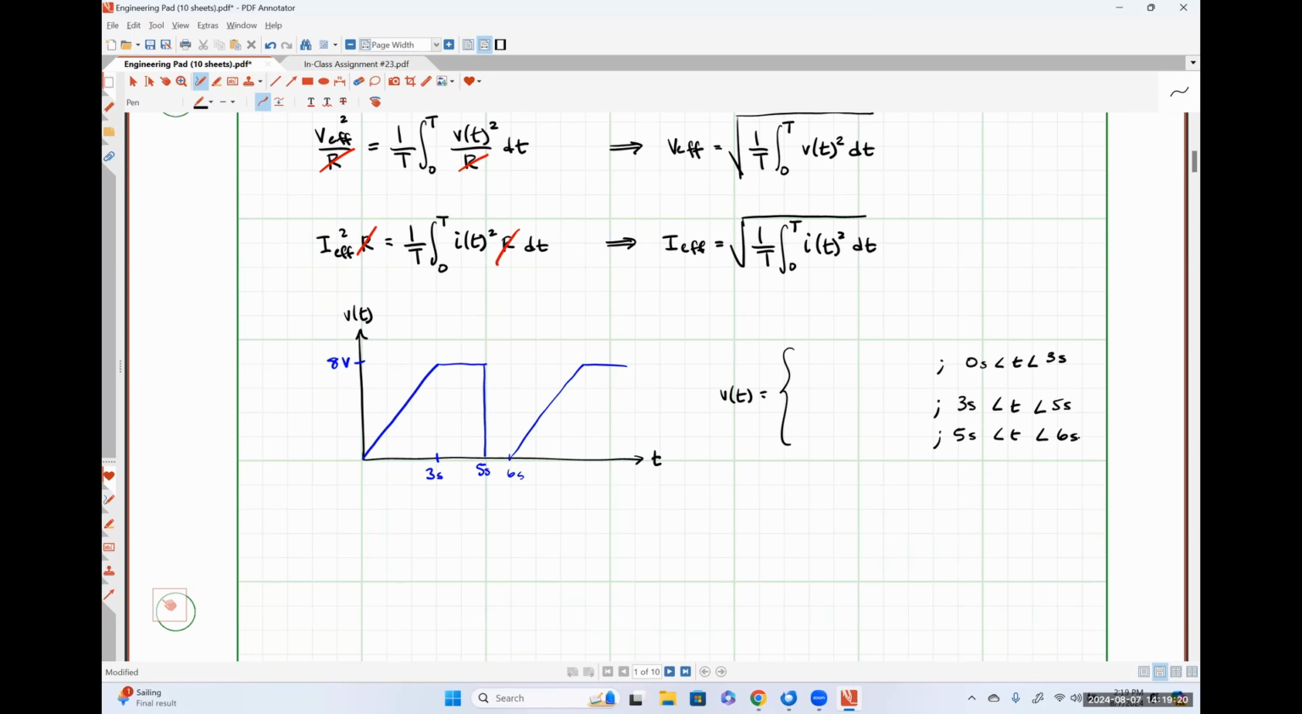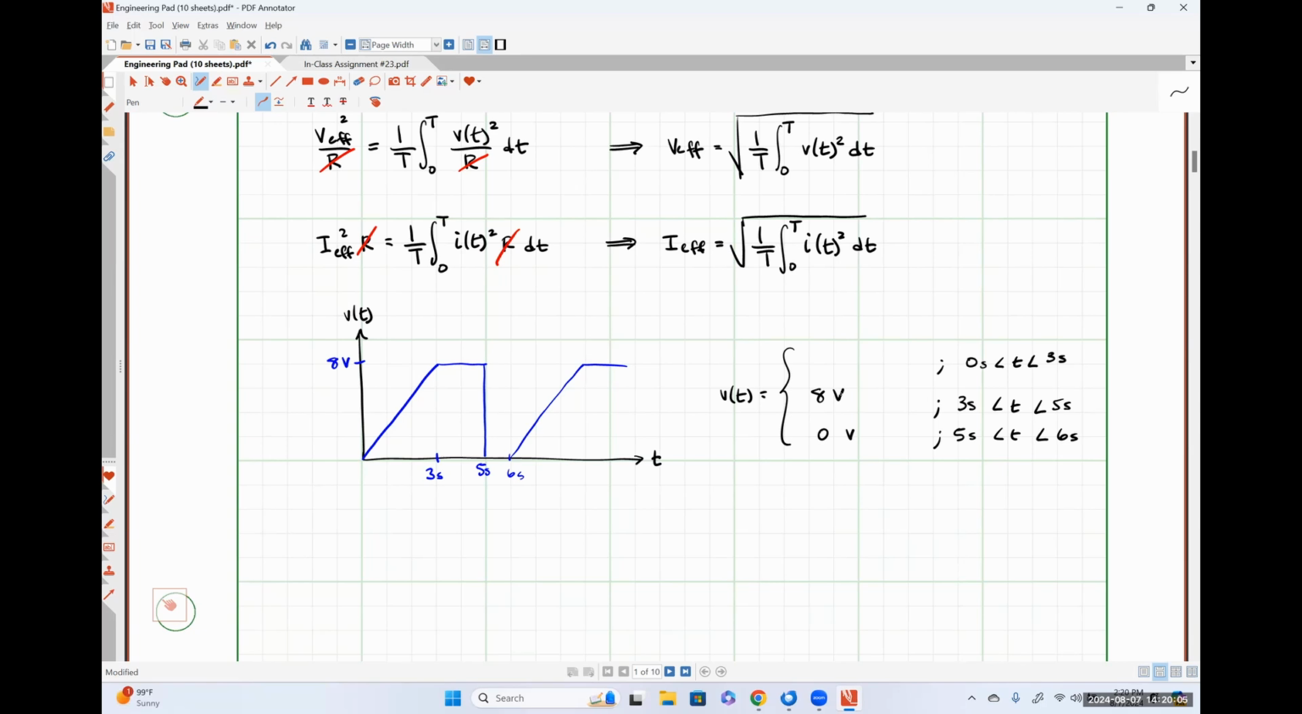Okay? So let's start with the easy things. What is the value of the voltage over the interval from 5 seconds to 6 seconds? Zero. So it's just literally 0 volts. What about from 3 seconds to 5 seconds? 8 volts, absolutely right. And now for the slightly hard part, what is the value of the voltage over the interval from 0 seconds to 3 seconds?